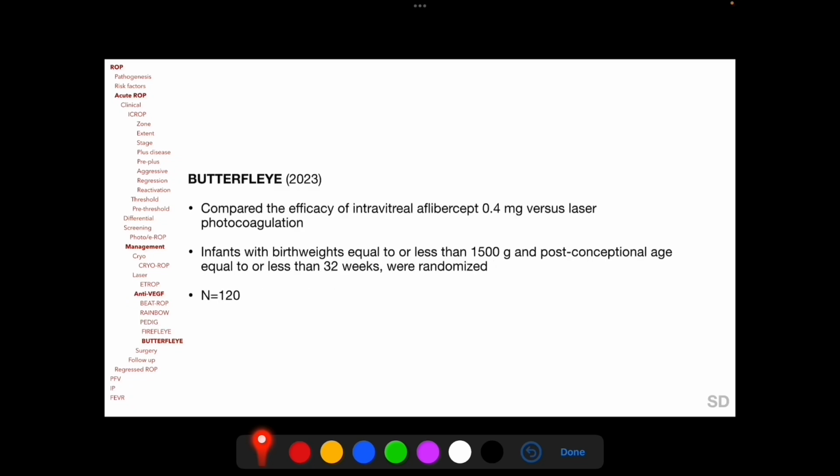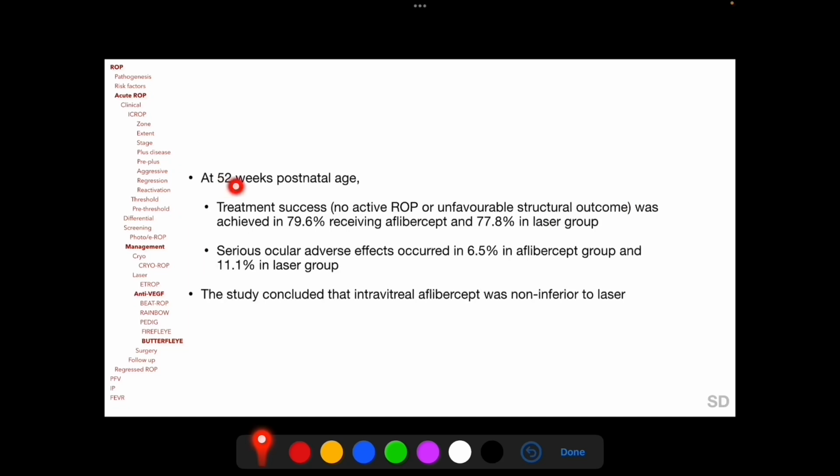The BUTTERFLEYE study, again note the spelling, also compared the efficacy of intravitreal aflibercept versus laser and included 120 premature infants with ROP requiring treatment who were randomized to the two treatment groups. At 52 weeks postnatal age, the BUTTERFLEYE study found similar success rates in both the aflibercept and laser groups. And the BUTTERFLEYE study also concluded that intravitreal aflibercept was non-inferior to laser.